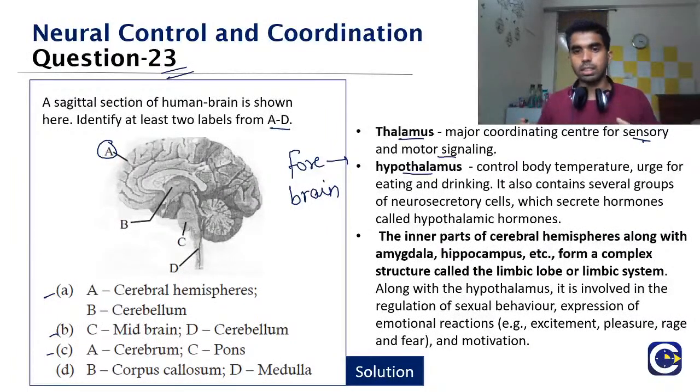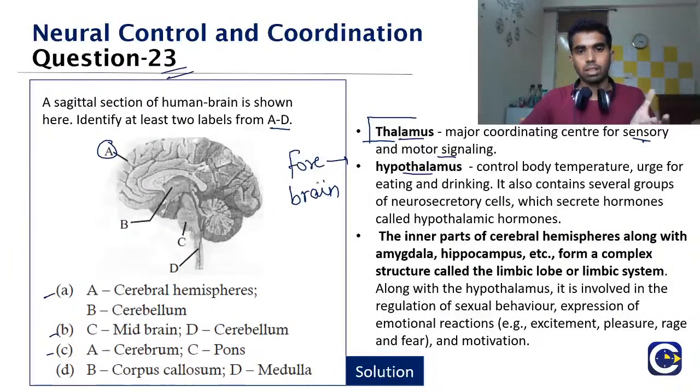It means that all the sensory signals that come from the sensory organs and all the motor signals that arise from the brain and go outside are coordinated by one part, and that part is the thalamus. Now the other part is the hypothalamus.